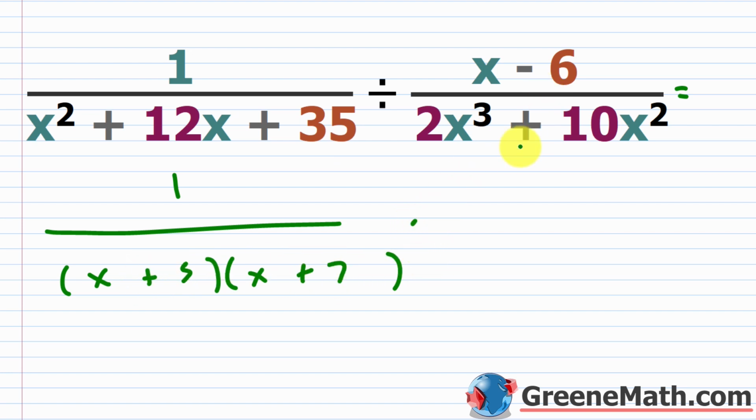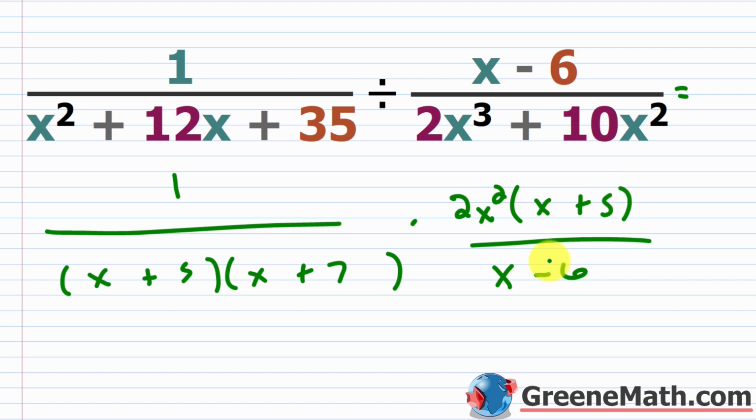I'm going to multiply by, and I'm just going to flip this. The x minus 6 is going to come down here, and then this is going to come up here. Can we factor this? Pull out a 2x squared. So inside, what are you going to have? You're going to have an x plus a 5. Okay, and again, I flipped this. This came into the numerator, this came into the denominator, and we changed this to multiplication.